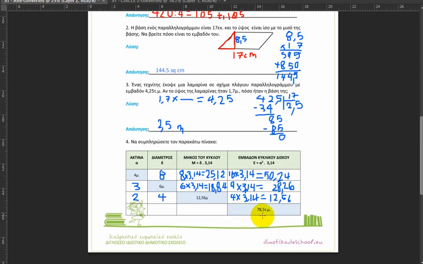The next one is not so easy. We need to actually do 78.5 divided by 3.14. So let's erase this to make some room, because this is going to be a big one. Okay, so I'm going to rewrite it as 7,850 divided by 314.